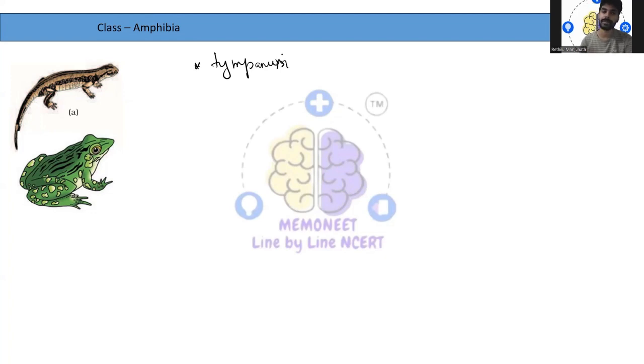Tympanum represents the ear. Can you see the ear here? So here the tympanum normally represents the ear. Then we have another thing, the alimentary canal, then the urinary bladder. Then you will almost see all the developmental organs here. Reproductive tract, everything will be present.